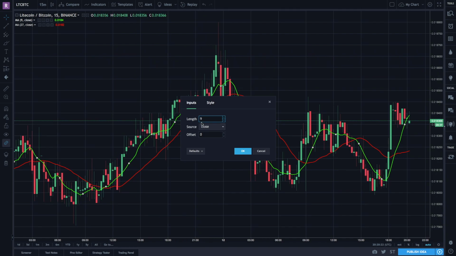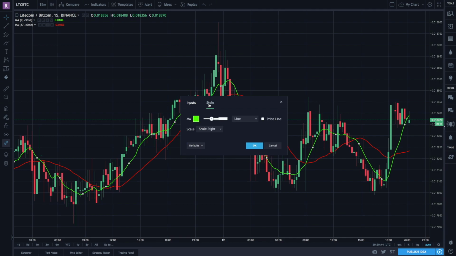So under inputs for my fast EMA, I put 9. The reason we call it a fast EMA is because it's averaging over a shorter period, so it takes less time to average, therefore it is deemed faster. So I set 9 for my fast EMA, and this is just an example, by the way. You don't have to set this value. You can set this to whatever you want, as long as your fast EMA is faster than your slow EMA, or it's just a smaller number.